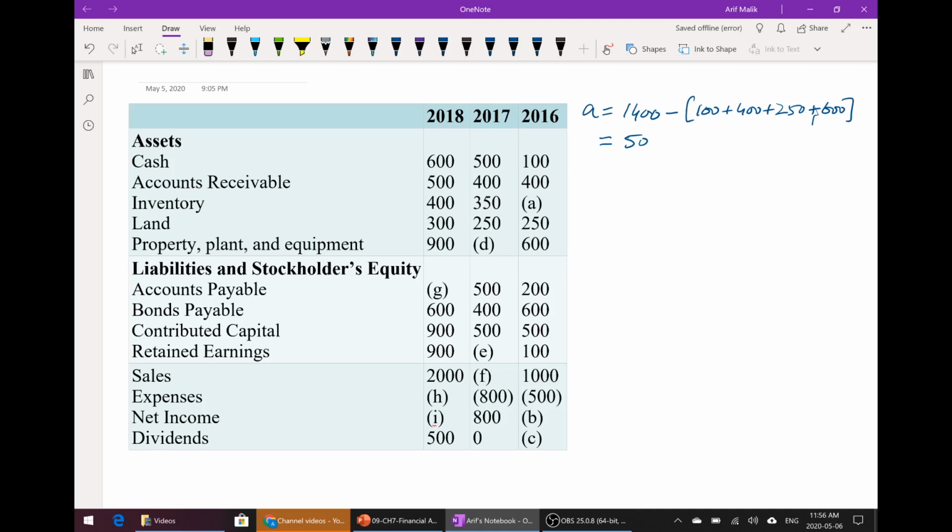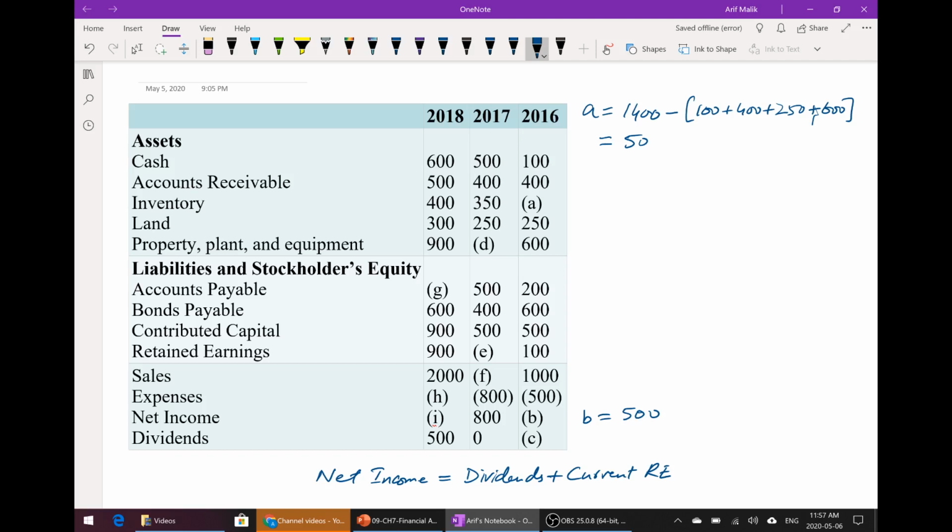B is just the net income, so sales minus expenses is B, and so B becomes equal to 500. 1000 minus 500 is 500. For C, we can see that net income is equal to dividends plus current retained earnings.